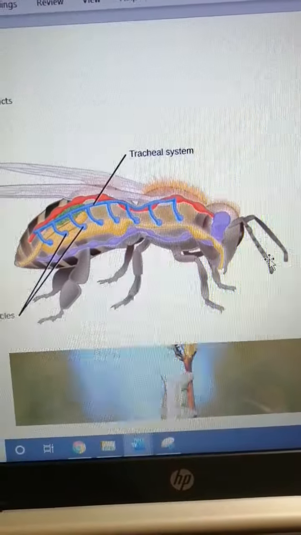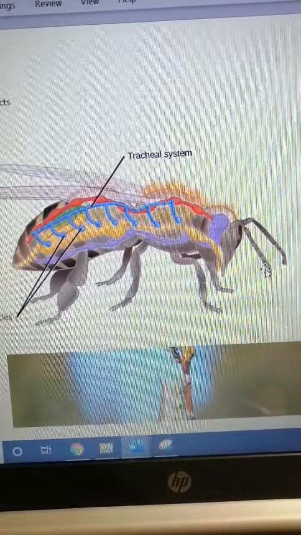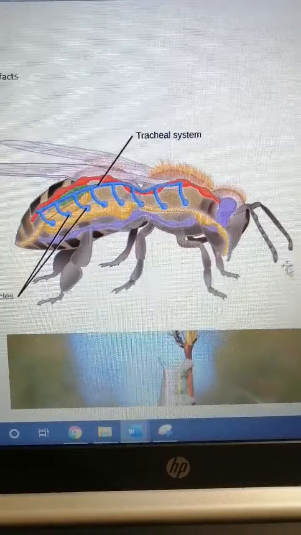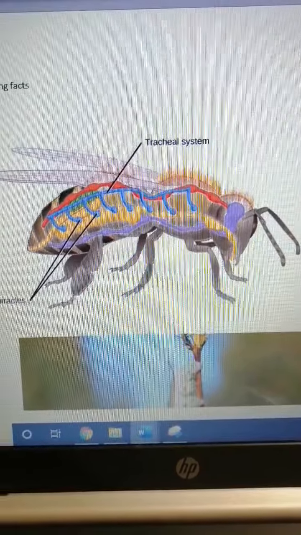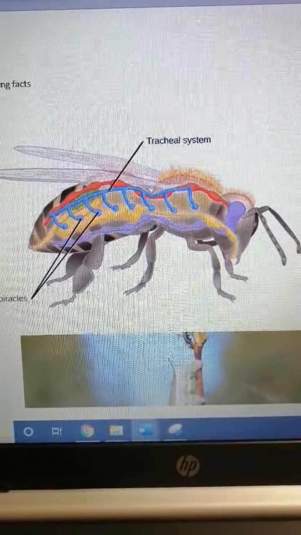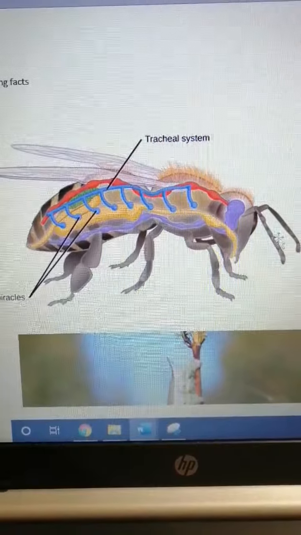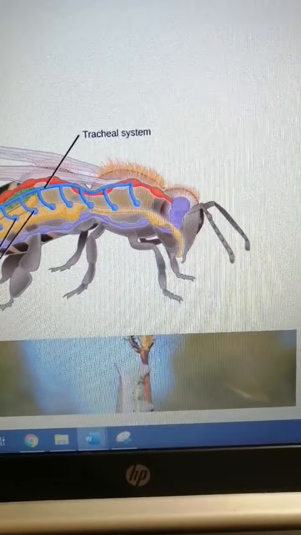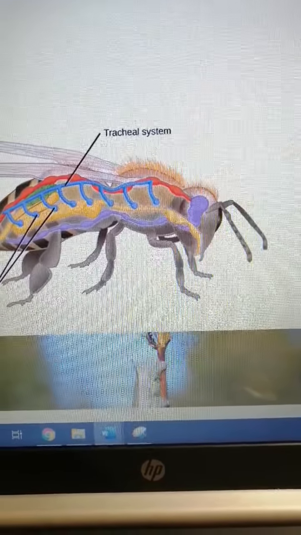Let's start with that. So for today's science lesson, we'll look at breathing facts of insects and also their vision, so their eyes, how they look at things, and then their antennae, how they sense and smell things. So let's first start with the breathing facts.